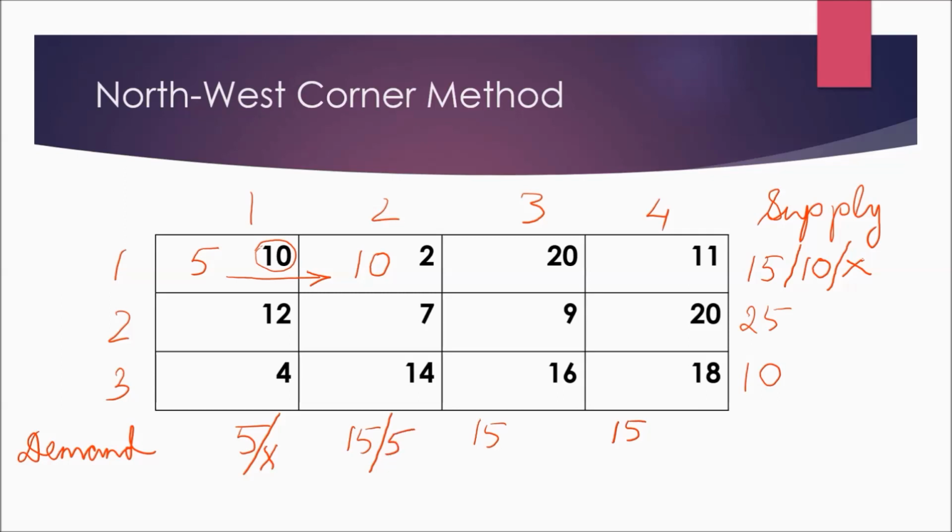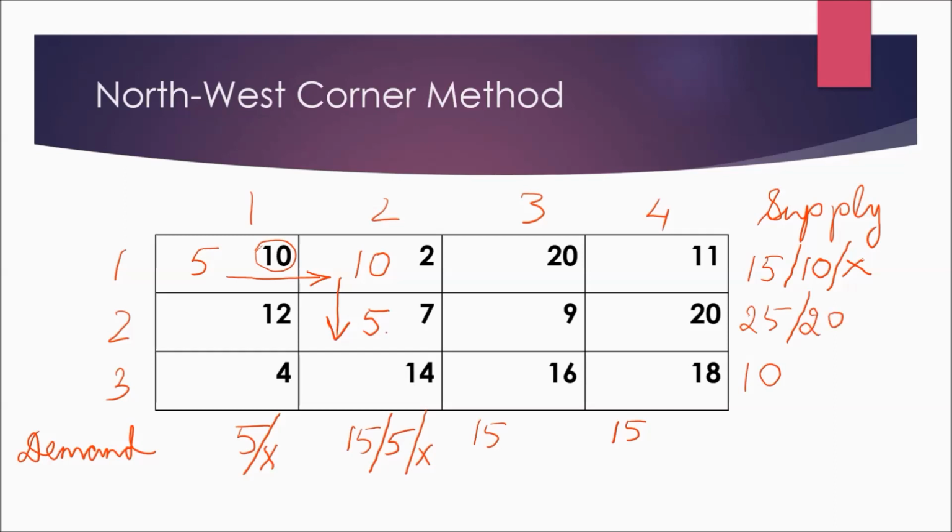This 5 we will get from the second source, since the first source is completed. So from the second source we can allocate 5 here, and the demand for the second destination is complete. Now since we have allocated 5 here, from the second source we subtract 5 from 25, so we are left with 20.